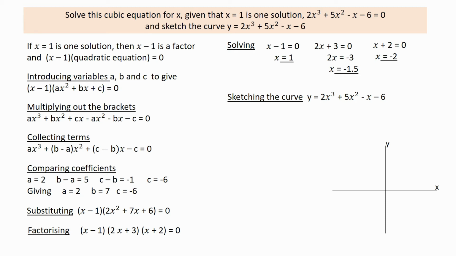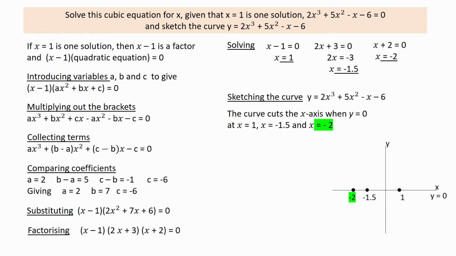To sketch the curve, first draw and label the axes. The curve cuts the x-axis when y equals 0, the horizontal axis. Plotting the point when x equals 1 on the axes. Plotting the point when x equals minus 1.5 on the axis. Finally, the point when x equals minus 2 on the axis.